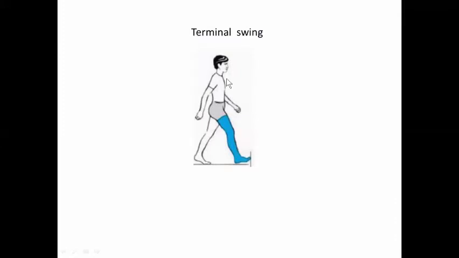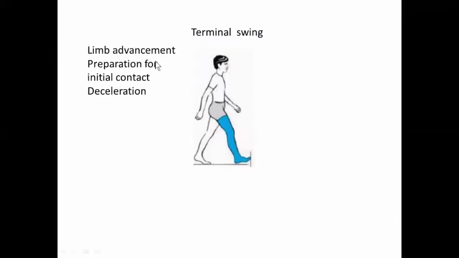Another phase is terminal swing. In this phase, the requirement is limb advancement, as the limb is going forward. There is also preparation for the initial contact, as it is going to heel strike, and there is also deceleration, as the individual will decrease the speed of the limb.